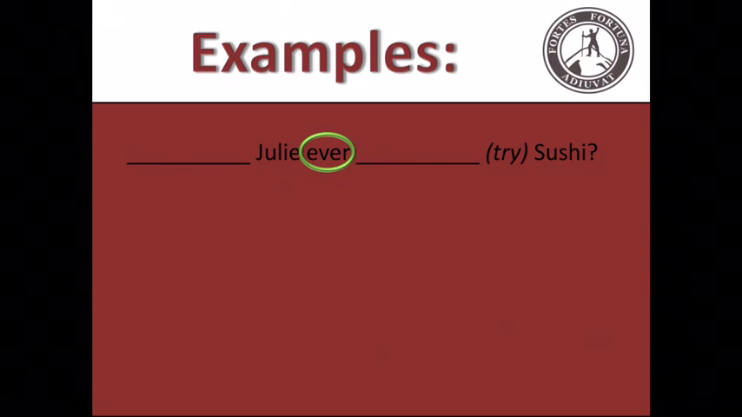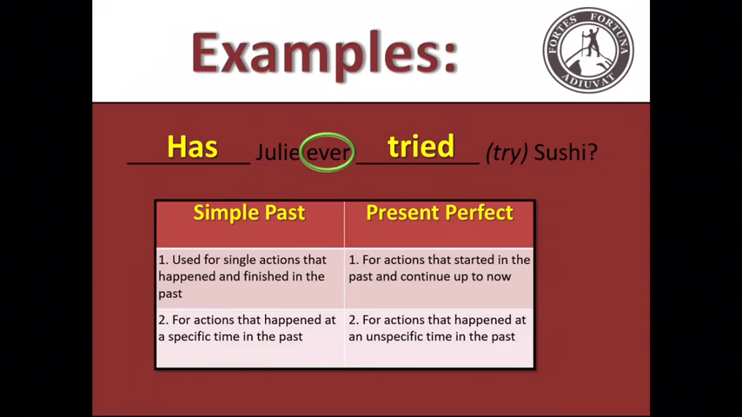And as we know, in questions, our auxiliary verb goes before the subject. And what is our auxiliary verb for present perfect? If you don't know, go and check your tutorials 1 and 2. We're going to use has. Has Julie ever? And then we need to put our verb in past participle. Try in past participle is tried. Has Julie ever tried sushi? So if we look at the functions of these, we have used present perfect why? Because it's an action that happened at an unspecific time in the past.